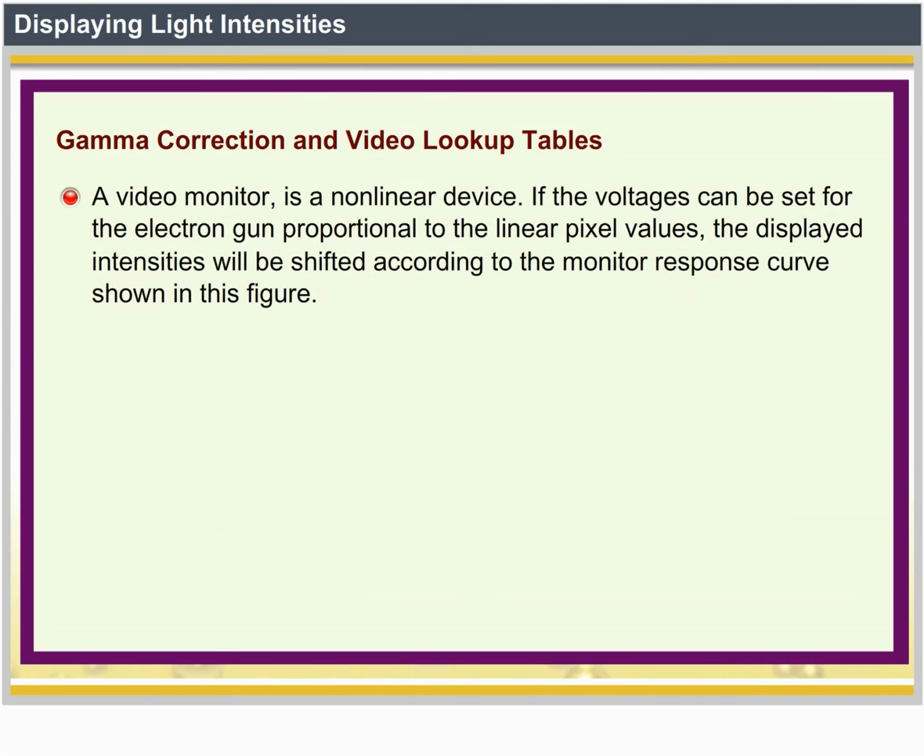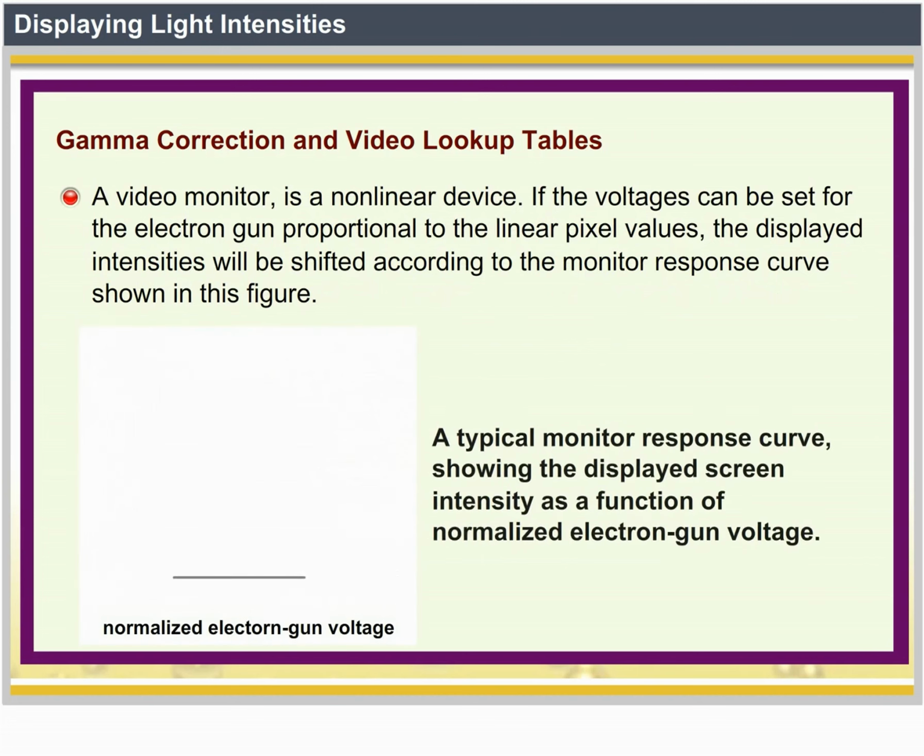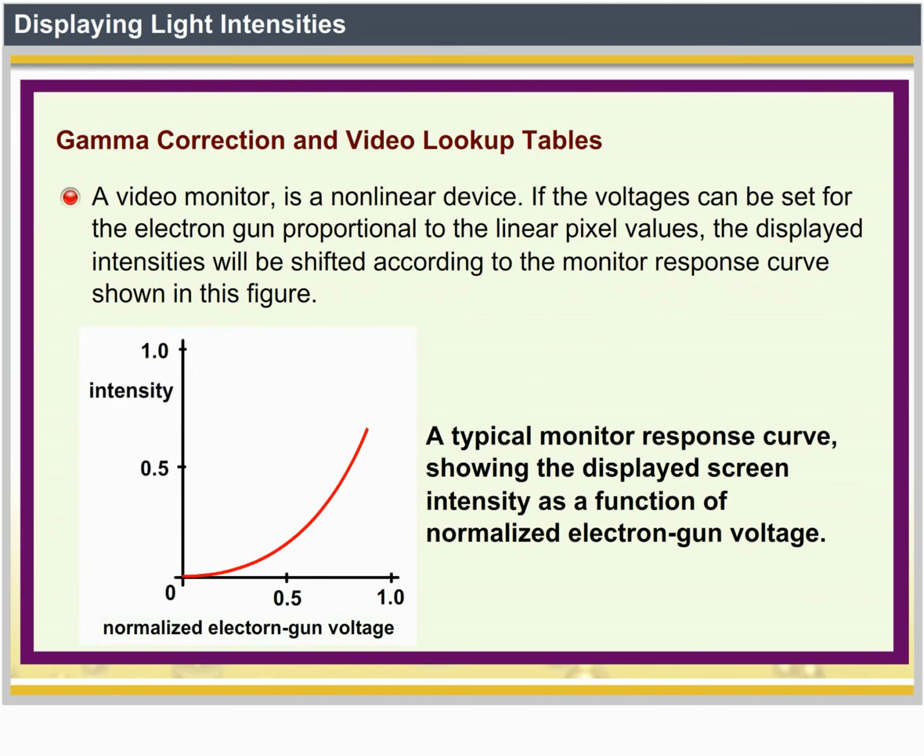A video monitor is a non-linear device. If you set the voltages for the electron gun proportional to the linear pixel values, the displayed intensities will be shifted according to the monitor response curve shown in this figure.